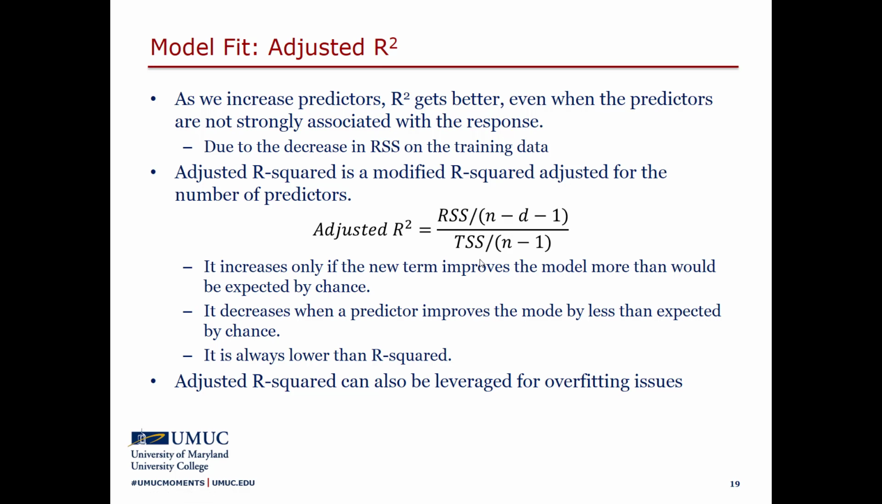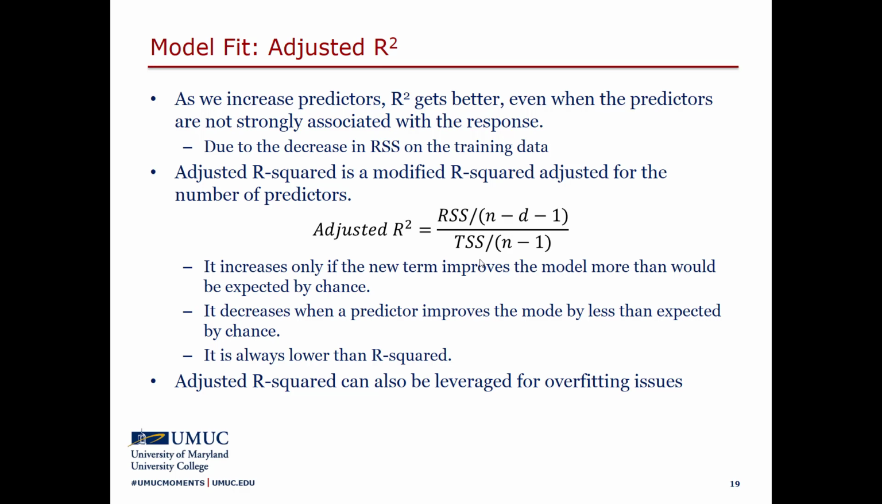It increases only if the new term improves the model more than would be expected by chance. So it is adjusting. Just because you add in a predictor doesn't result in increased adjusted R squared unless there is a true relation between that predictor and the response variable.